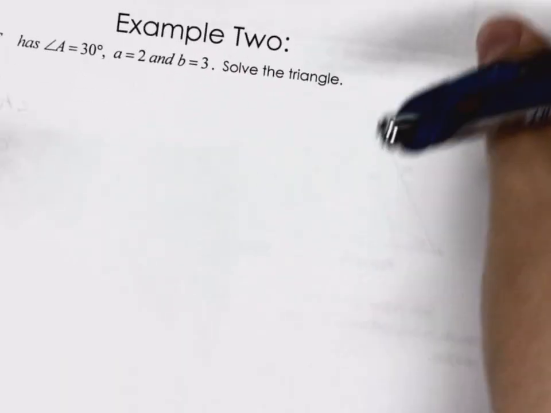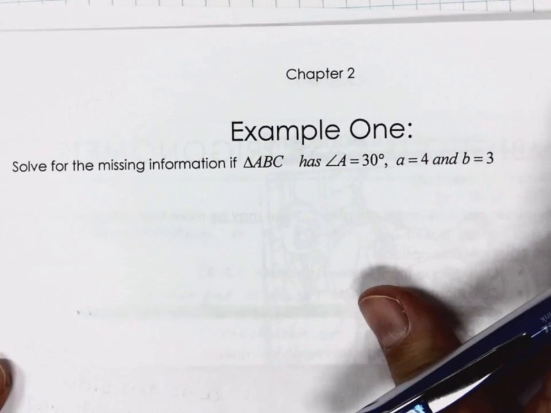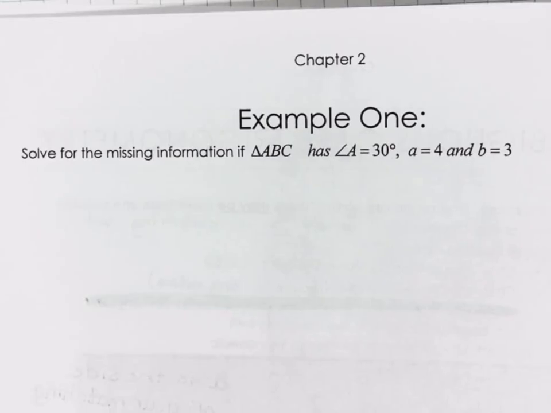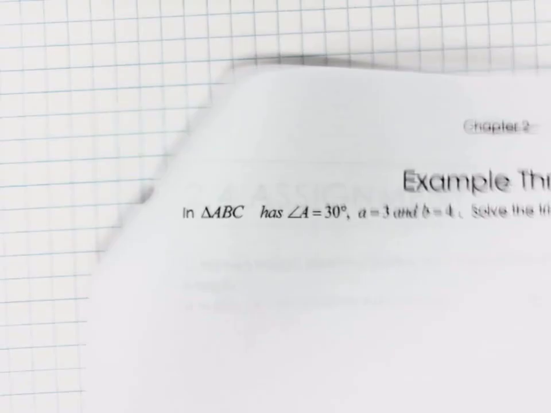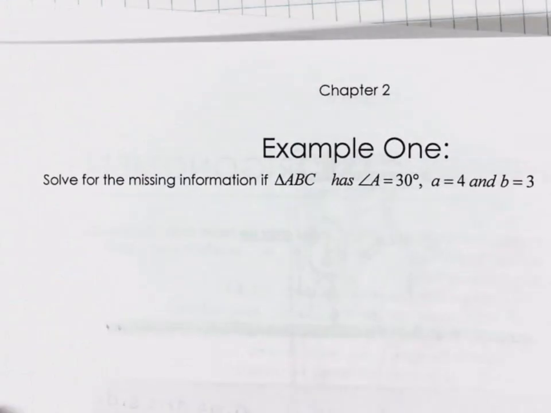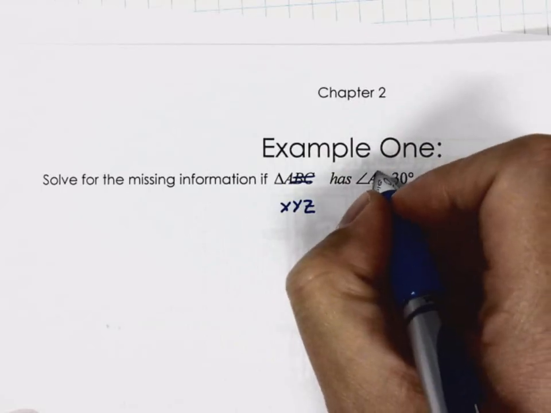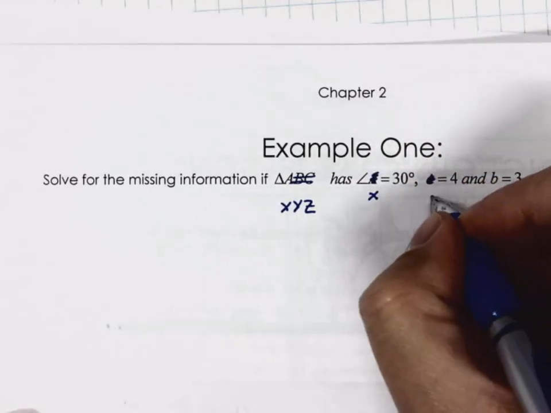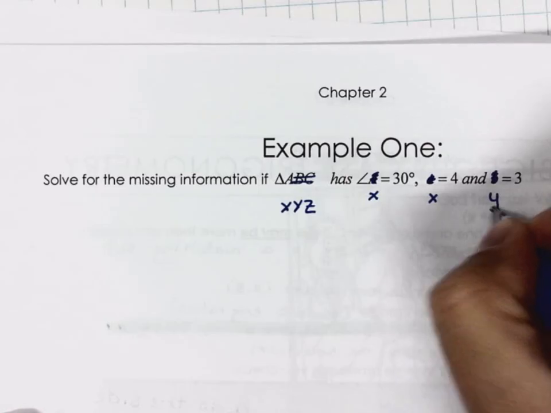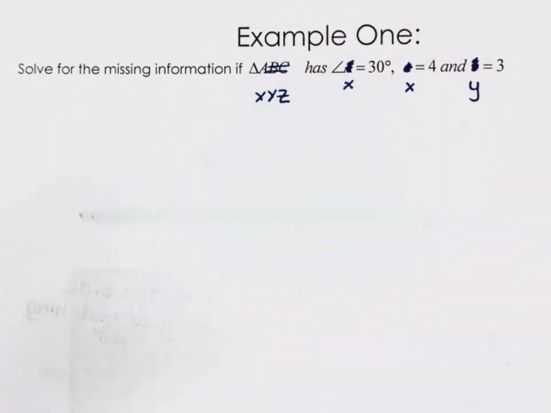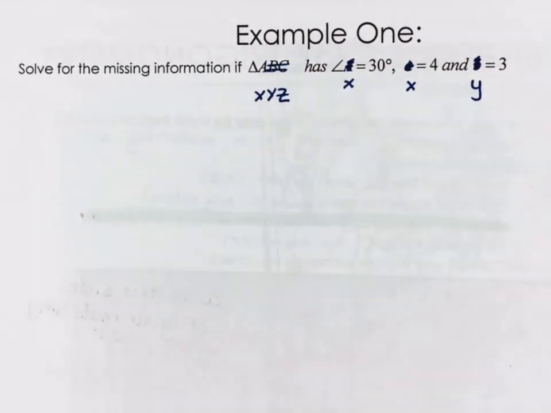Okay, let's dive into this. Solve for the missing information in triangle ABC. Oh, good, it's ABC. They're all ABC. Boo. Let's change that. X, Y, Z. We're going to change that to an X, that to an X, and that to a Y. Z is very American. And I always cross my Z's so that they don't look like the number 2s.